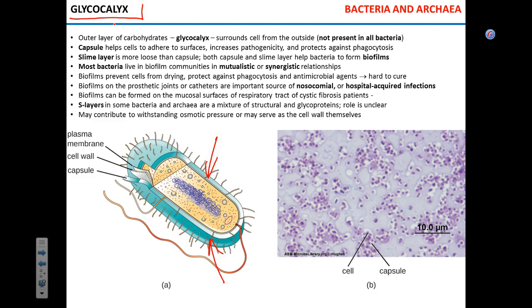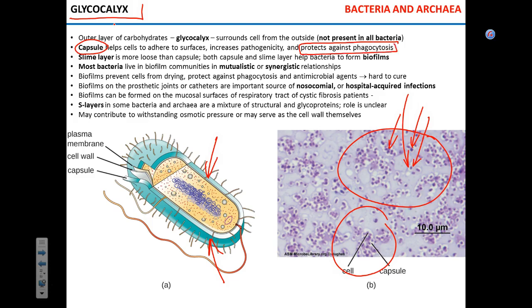First type, perhaps the most important from a clinical standpoint, is called a capsule. Here on this light micrograph, you can see the purple bacterial cells surrounded by the white layer, the capsule. Capsule is sort of a rigid layer that protects the cell from phagocytosis.